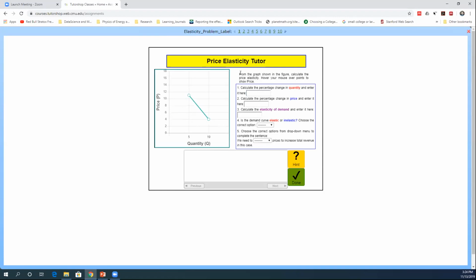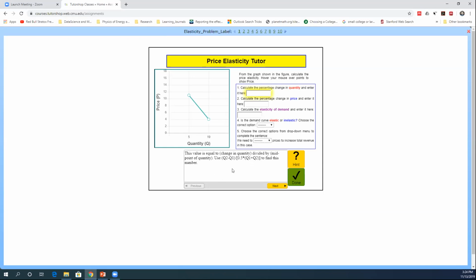From the graph shown in the figure, calculate the price elasticity. Hover your mouse over the points to show the price. For example, in this case, calculate the percentage change in quantity and enter it here. Now, the professor taught me a long time ago and now I forgot. So I don't know what to do. Let's take a hint. This value is equal to the change in quantity divided by the midpoint of quantity. Use Q2 minus Q1 divided by half of Q1 plus Q2 to find this number.